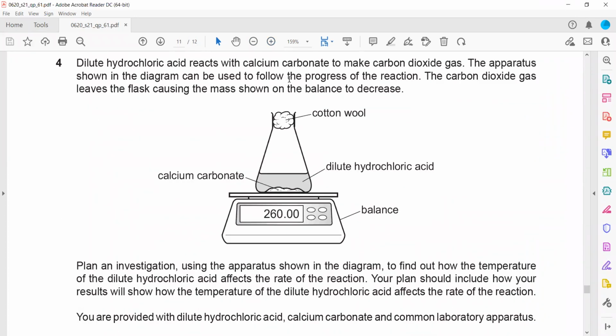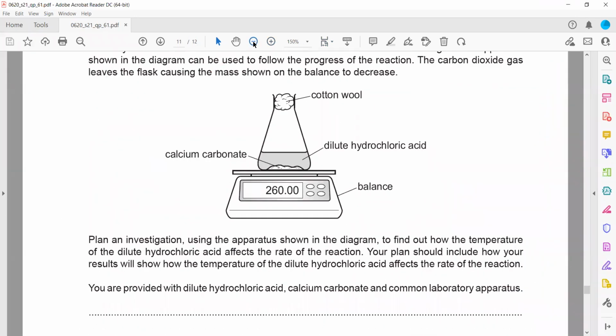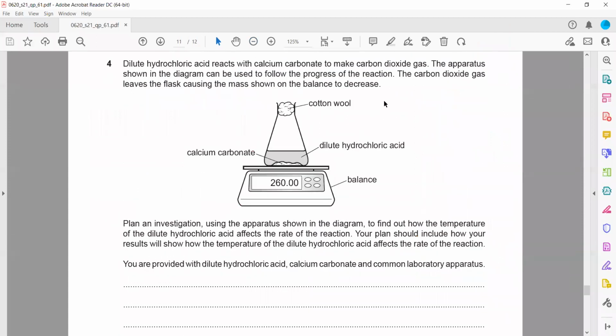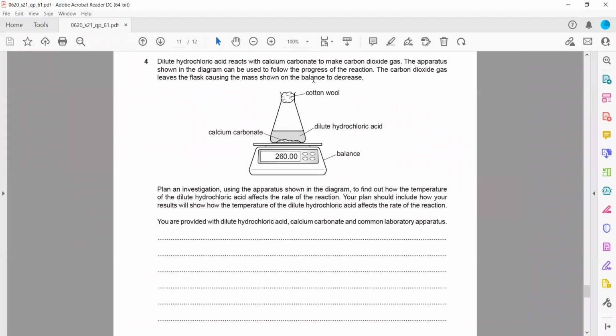Now, dilute hydrochloric acid reacted with calcium carbonate to make carbon dioxide. So this is giving off carbon dioxide gas. The apparatus shown in the diagram can be used to follow the progress of a reaction, like how the reaction proceeds or measuring the rate or the speed of a reaction. The carbon dioxide gas leaves the flask, causing the mass shown on the balance to decrease. So what happens when hydrochloric acid reacts with carbonate, it will give salt, water, and carbon dioxide. That carbon dioxide gas will escape, pass through the mineral wool or cotton wool, and because the gas escapes, the mass on the balance will decrease.